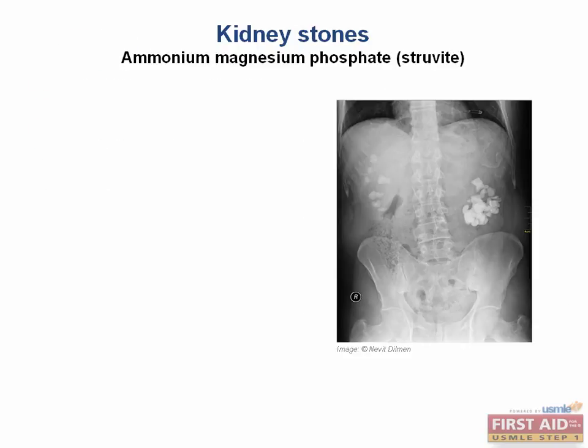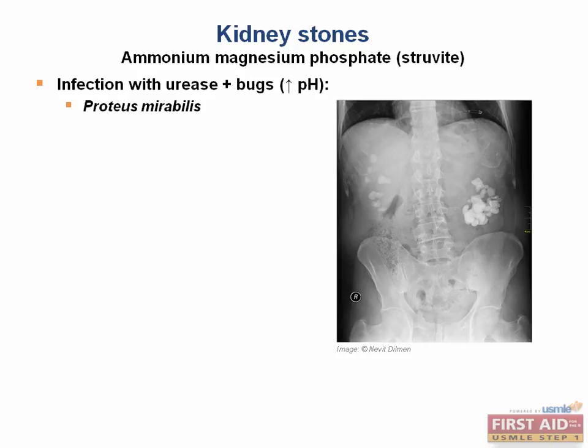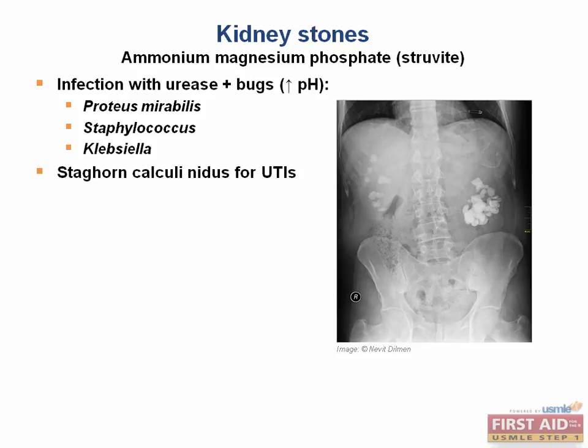The next type of stone is the ammonium magnesium phosphate stone, also known as the struvite stone. These occur when the urine pH is abnormally high, like during infections with urease-positive bacteria, which break down urea to produce ammonia. The usual culprits are Proteus mirabilis, Staphylococcus, and Klebsiella. The staghorn calculi can be massive and can become a nidus for UTIs. Treatments include antibiotics for the infection and surgical removal of the stone.